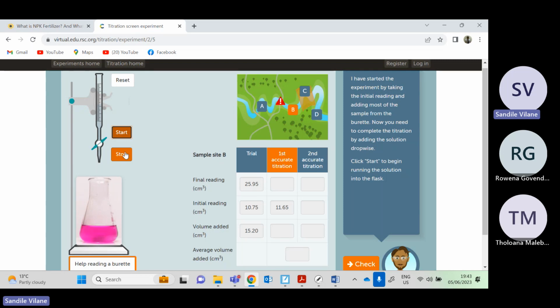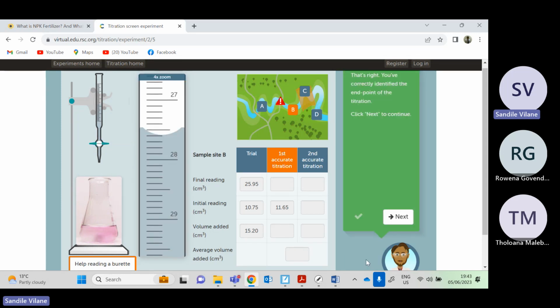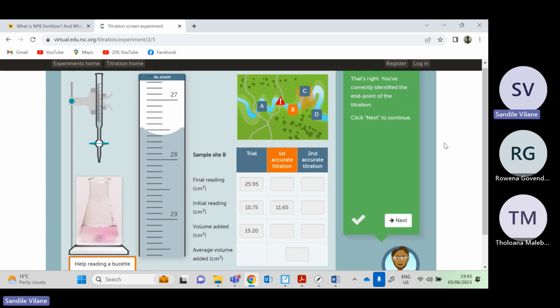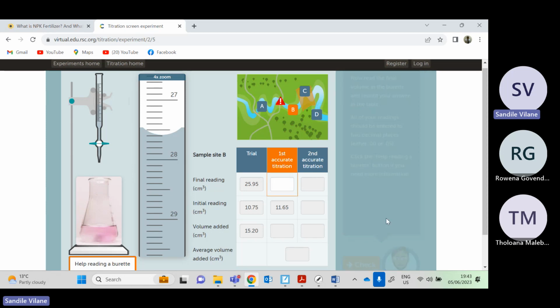So this is what will end up happening. You mustn't add extra because then you'll over titrate. Let us keep an eye on the sample and the color change. Okay, that's about fine. Let's check. That's correct. Okay, next.